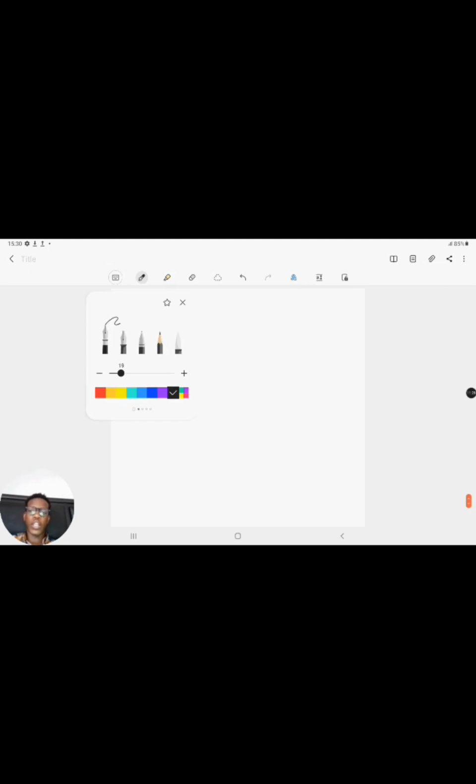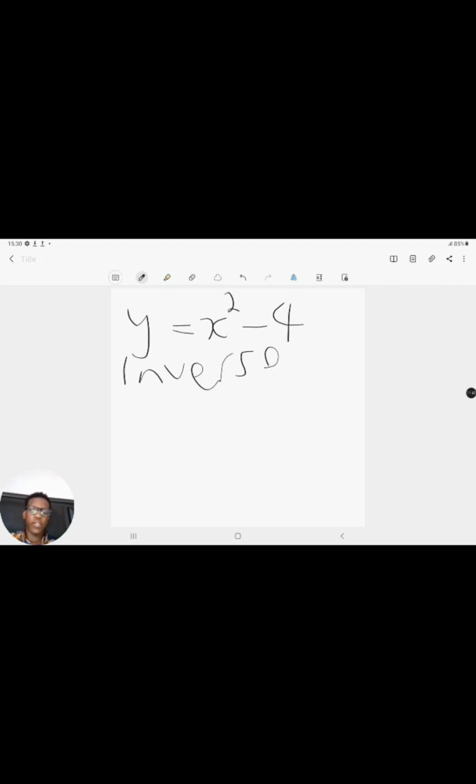If you've got y is equal to x squared minus 4, now I ask you, find the inverse of this equation. What will you do? You just interchange the x and the y. Where you have a y, you put in an x. Where you have an x, you put in a y squared minus 4.